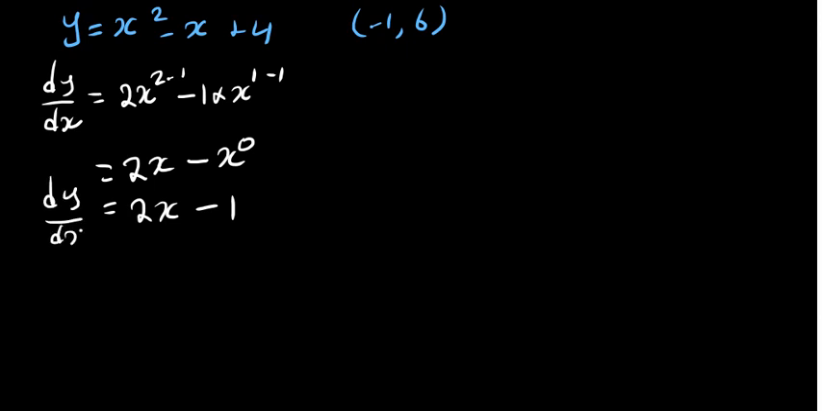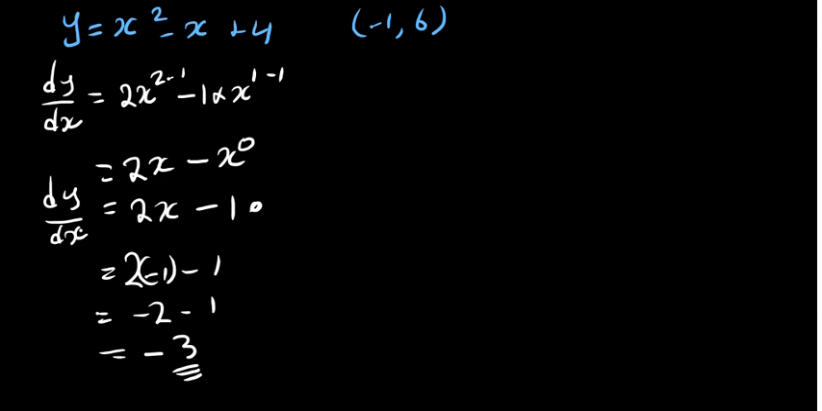We want to find the equation of the normal. So for us to find the gradient, we use the gradient function. Where there's x, we put negative 1. We have negative 1 right there, minus 1, meaning we have minus 2 minus 1. This is the gradient function, and we want to find the gradient now. So the gradient is minus 3.